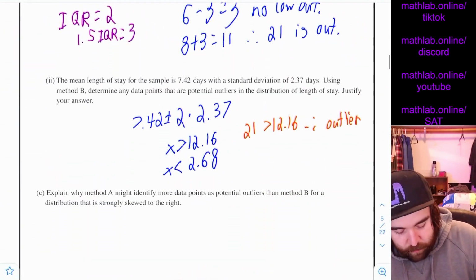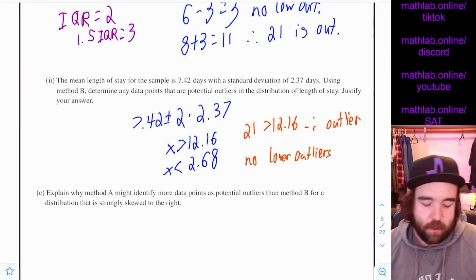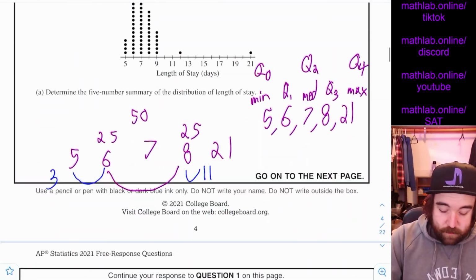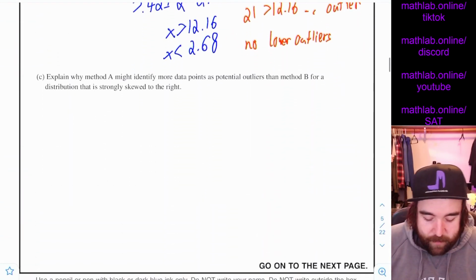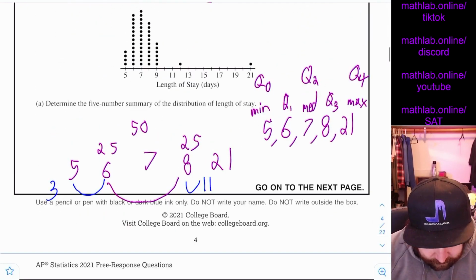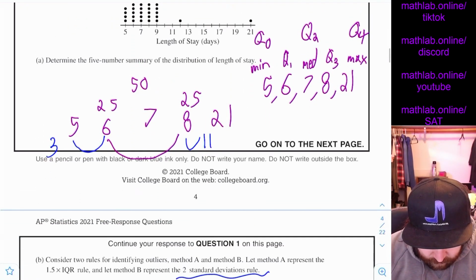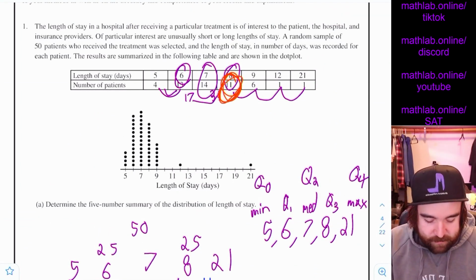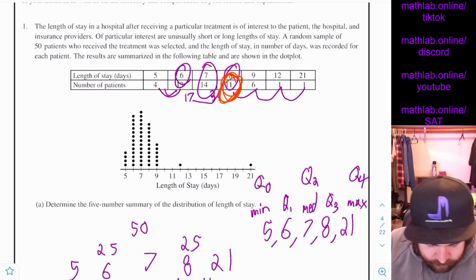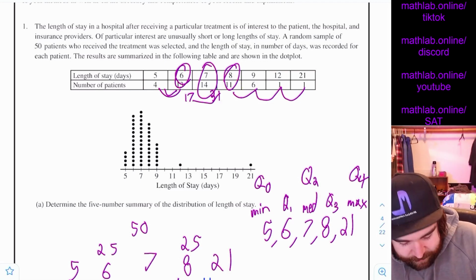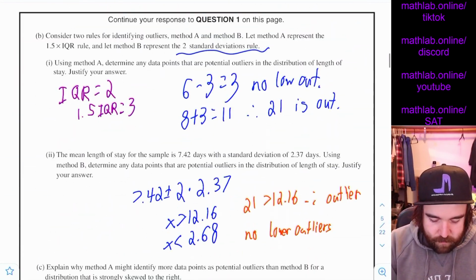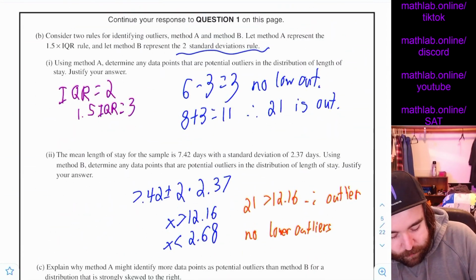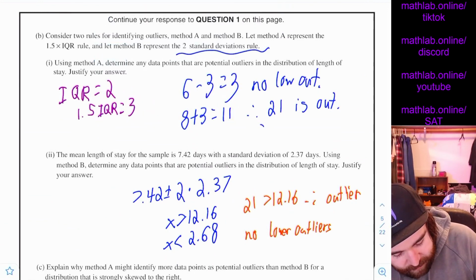And then no lower outliers. Which makes sense. We got a right skewed distribution. Explain why method A might identify more data points. Wait, are there more data points? Oh, I totally missed the number 12 right here. Therefore, 21 is an outlier. And 12 is an outlier.